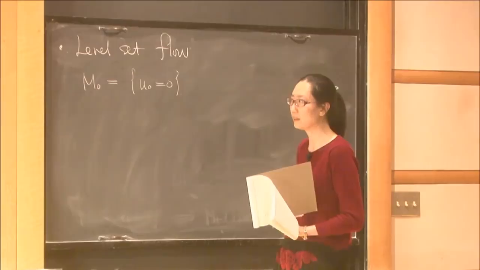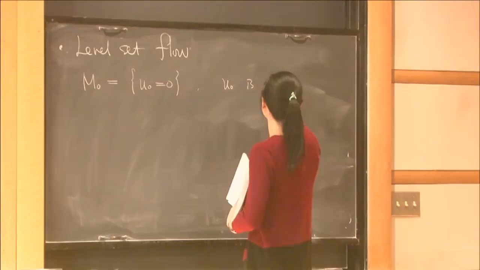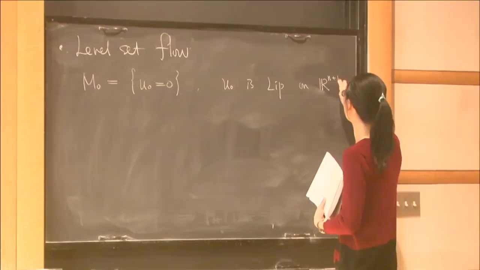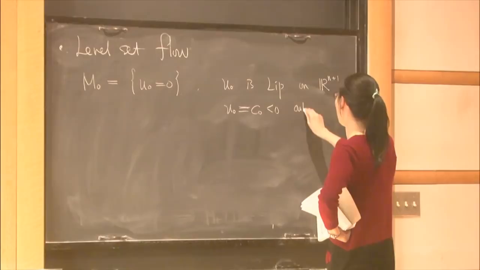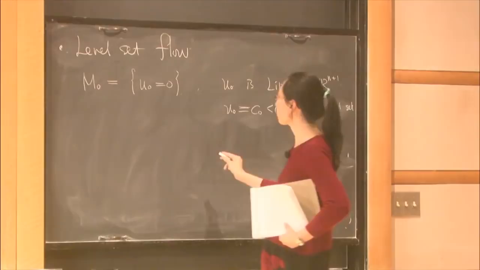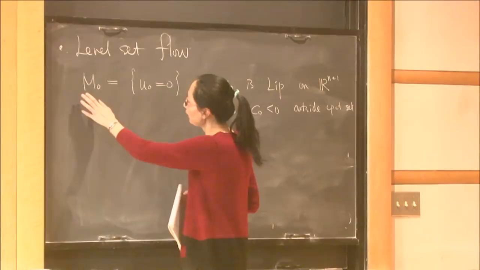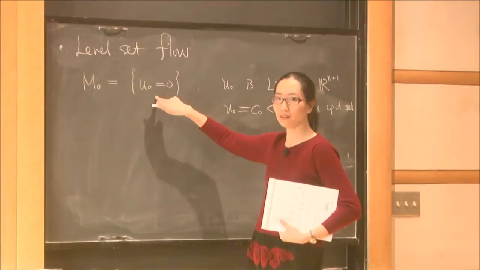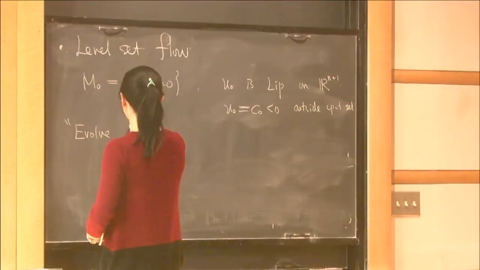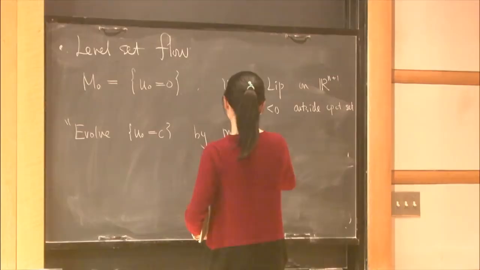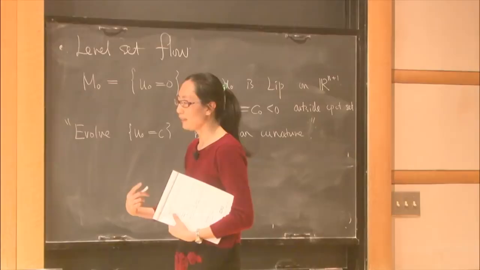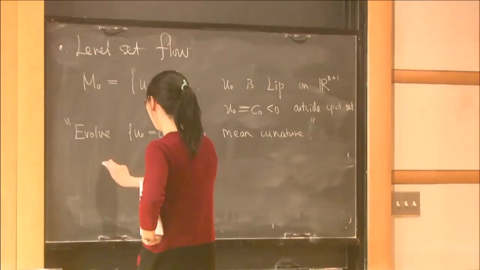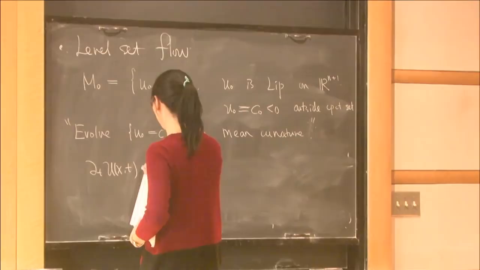We will always assume U0 is a Lipschitz function, and for some technical reason, we will also assume that U0 is equal to some constant C0, maybe less than 0, outside a compact set. So the idea of the level set flow is that instead of evolving one surface, you evolve every level set of this function. Formally, it's defined by evolving by mean curvature, right? Then you get a one-parameter family of functions that satisfy this equation.